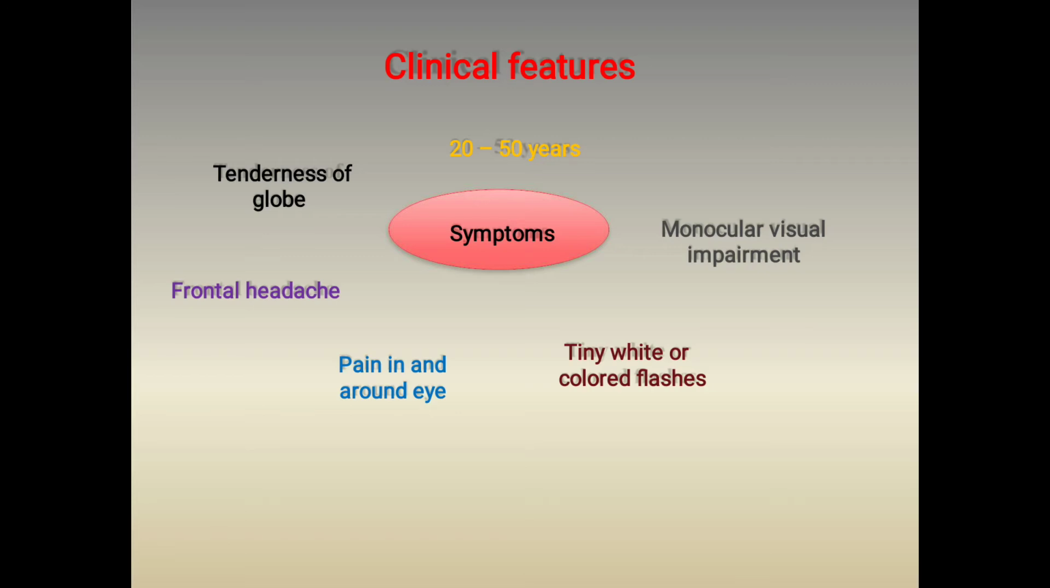So these are usually the symptoms of optic nerve disease, that there is monocular vision loss and there is pain around the eye, especially when there is movement of the eye. Remember, there is no redness, there is no discharge from the eye.